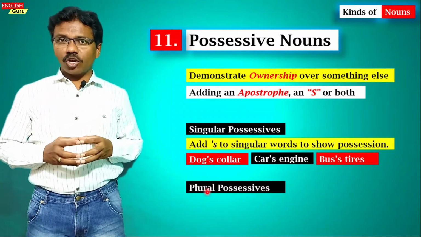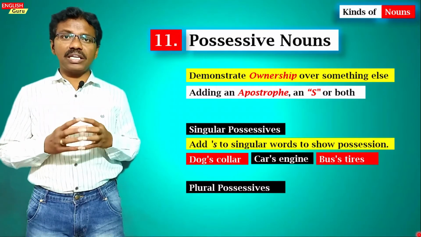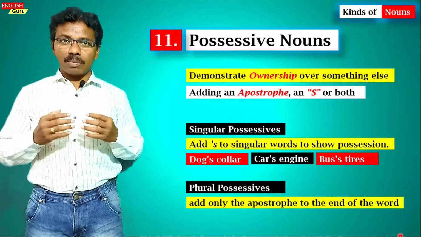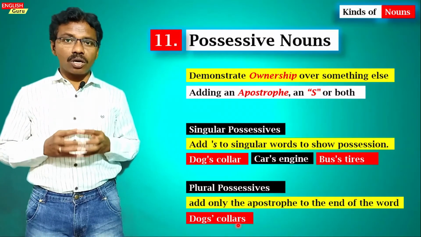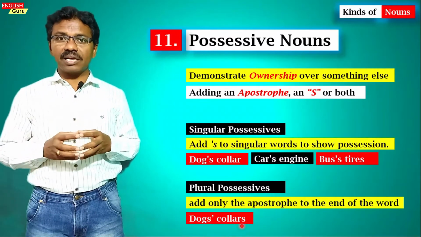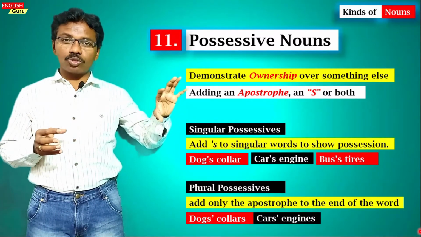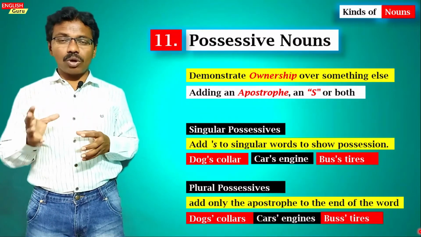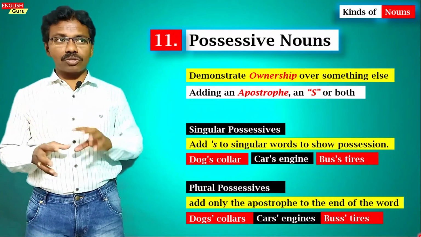There is another category of possessives also, plural possessive nouns. By adding only an apostrophe at the end of a plural noun, we can form a possessive noun. That is a plural possessive noun. For example, dogs, already it is a plural noun. We can add only an apostrophe after the s, so it becomes dogs' collars. So all these collars belong to those particular dogs, right? It's a belongingness. Cars' engines, so these are all engines that belong to those cars. Buses' tires, these tires belong to those buses.